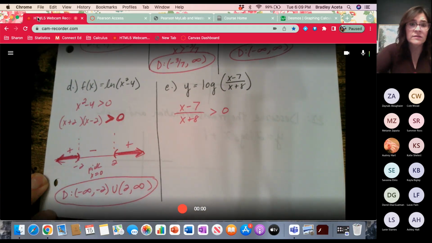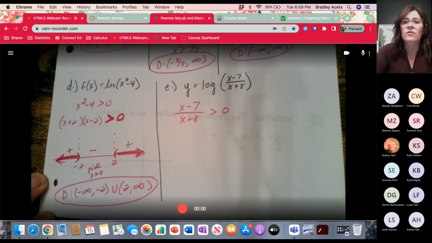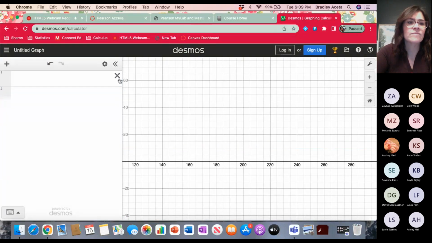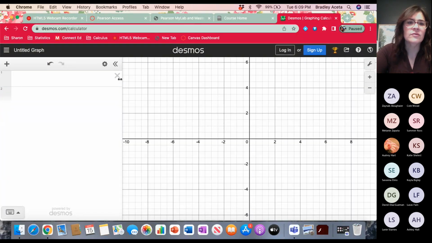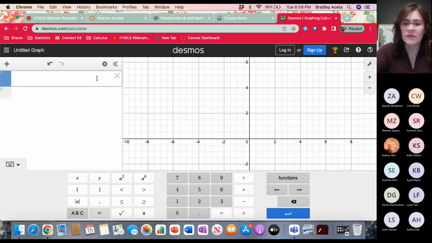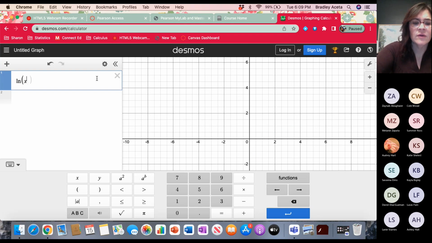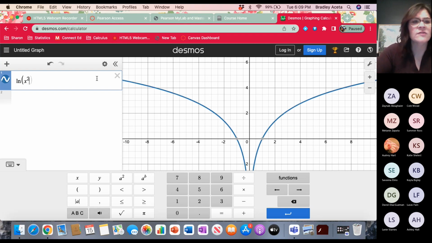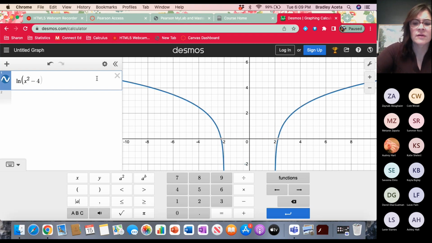Again, please go over to Mr. Desmos and let's just take a look at what this visually looks like. So if I go to type in, let's see, ln of x squared minus 4. And now this is the picture they give me. So if I'm asking you for domain, you'd say, yeah, from -infinity.